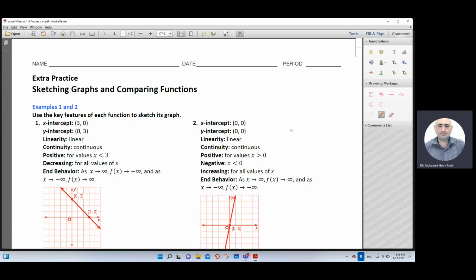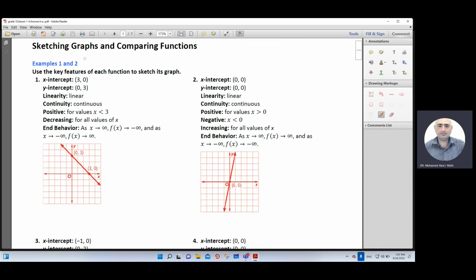Math grade 10 algebra 2. We are in module 1, lesson 4, sketching graphs and comparing functions. We have today extra practice about this lesson. Listen please to exercise number 1.